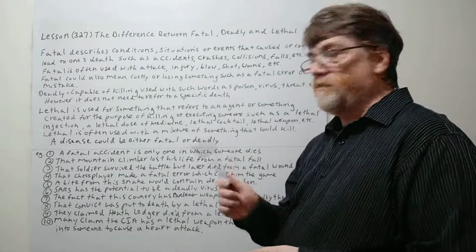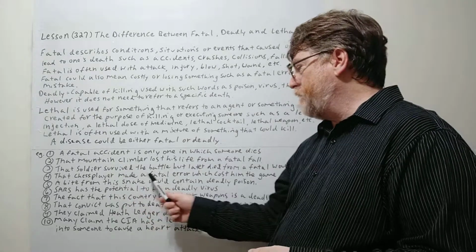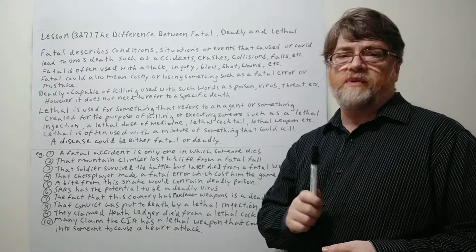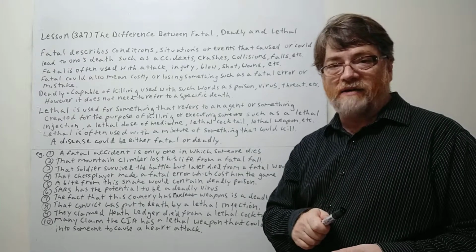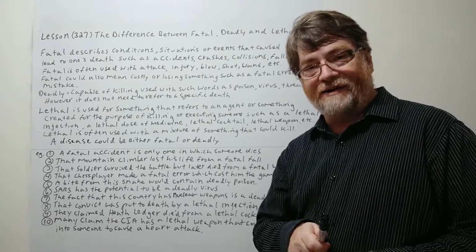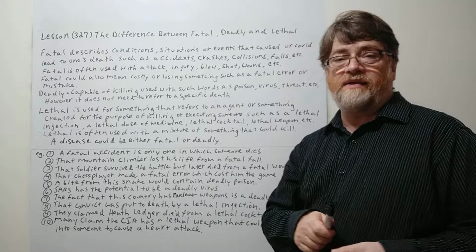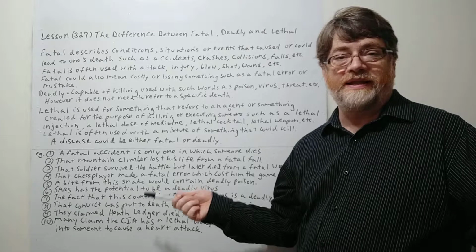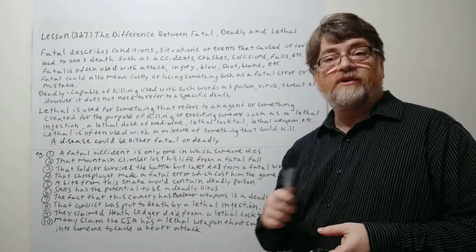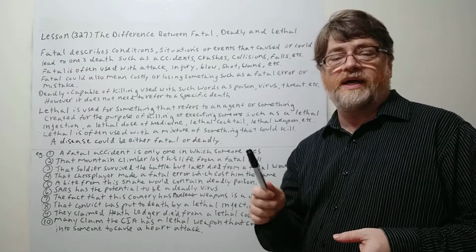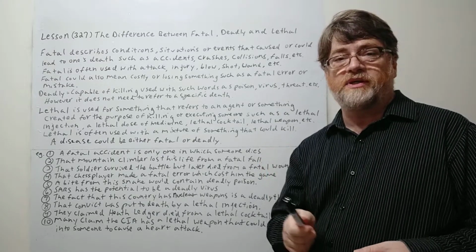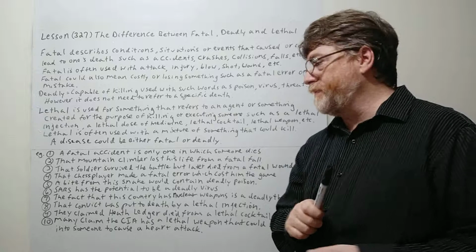Okay, let's look at number 4. That chess player made a fatal error, which cost him the game. Again, this is one where you can only use fatal. You don't say deadly error or lethal error. And in this particular case, probably nobody died. He just lost the game. You did something wrong, and it cost you. It hurt you, maybe financially or in your personal life, but it caused you to lose something.